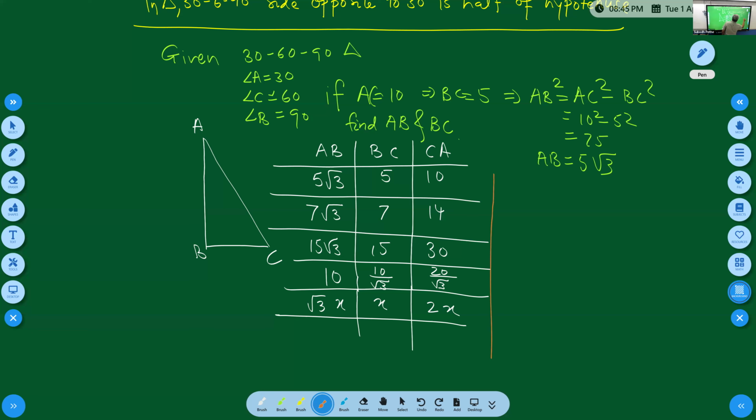Chalo, let us finish one more special triangle ABC with AB equal to BC, which means these angles are 45, 45. Sides opposite, isosceles triangle property we have proved. This is 90. Okay. So if AC is 10, find BC and AB.